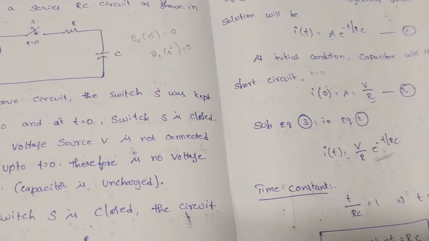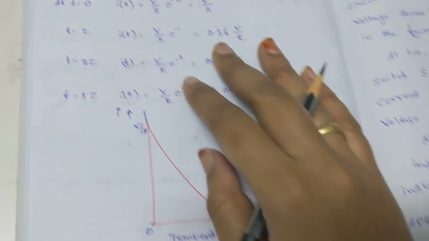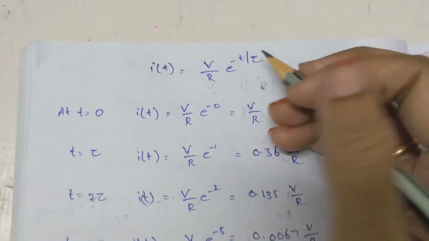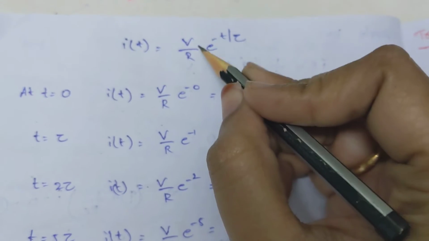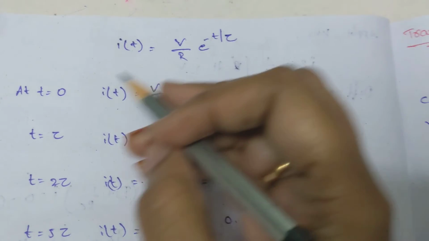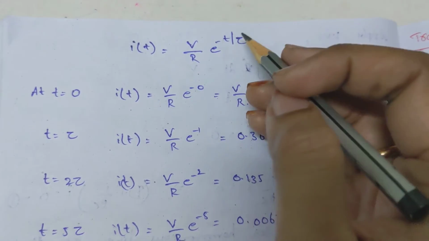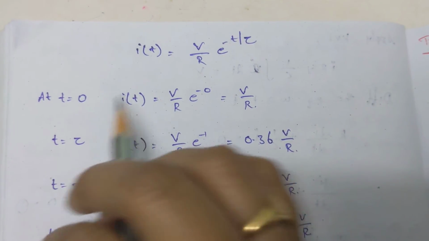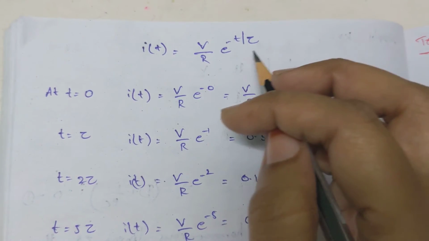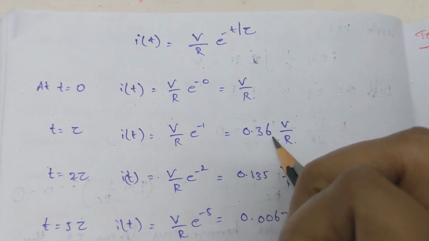So this is your series RC time constant expression. Now we are supposed to find what the current waveform will be. This is the expression of your current, V by R into e power minus t divided by tau. Now replace your t value with respect to tau. When t equals 0, it is directly V by R. If it is tau, it will be e power minus 1, and e power minus 1 is nothing but 0.36.